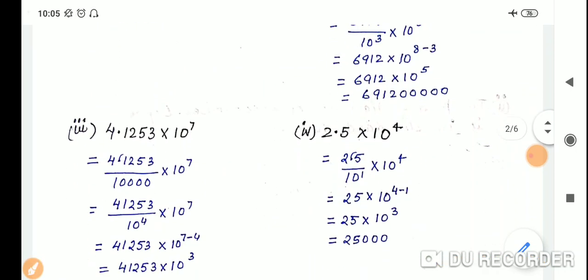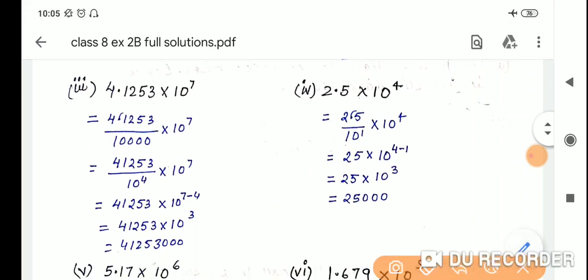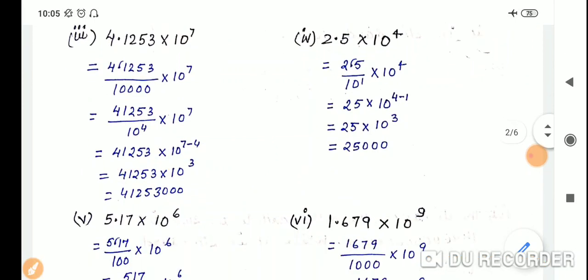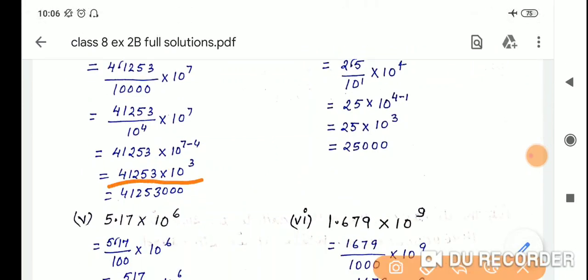Clear? Okay, now coming to the third part, 4.1253 into 10 raised to the power 7. Same you have to do, 4.1253. So how many decimal places? 4. So 4 zeros will be here, into 10 raised to the power 7. So 41253 by 10 raised to the power 4 into 10 raised to the power 7. So 4.1253 becomes 41253, and the powers will be subtracted: 10 raised to the power 7 minus 4. It will be 41253 into 10 raised to the power 3. You just have to add the 3 zeros, like put the 3 zeros in the number.